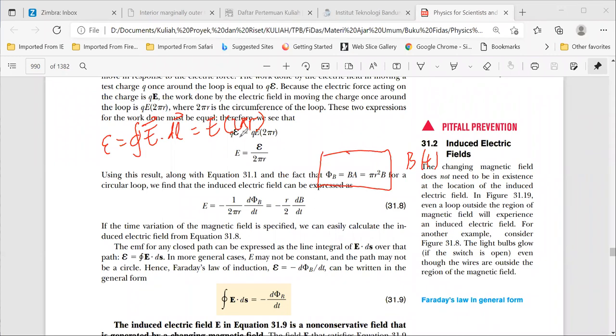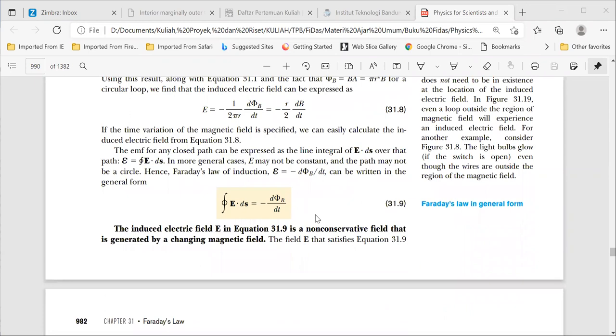Nah, artinya apa? Dari sini untuk contoh yang sederhana, kita mau merumuskan hukum induksi Faraday-Lenz. Jadi rumusan umumnya seperti ini. Kita ambil contohnya untuk kasus loop tadi. Jadi walaupun ini kita ambil kasus loop yang sederhana, tapi rumusan 31.9 ini berlaku secara umum. Artinya perubahan dari flux medan magnetik itu menyebabkan adanya medan listrik induksi. Intinya seperti itu.